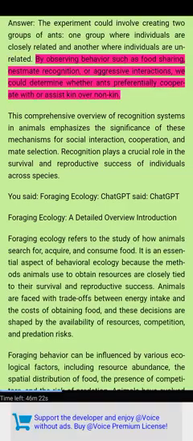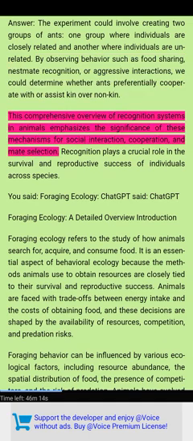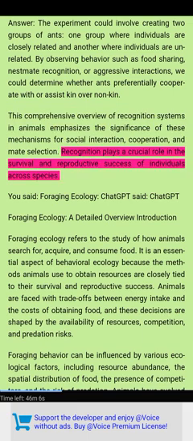By observing behaviors such as food sharing, nest mate recognition, or aggressive interactions, we could determine whether ants preferentially cooperate with or assist kin over non-kin. This comprehensive overview of recognition systems in animals emphasizes the significance of these mechanisms for social interaction, cooperation, and mate selection. Recognition plays a crucial role in the survival and reproductive success of individuals across species.